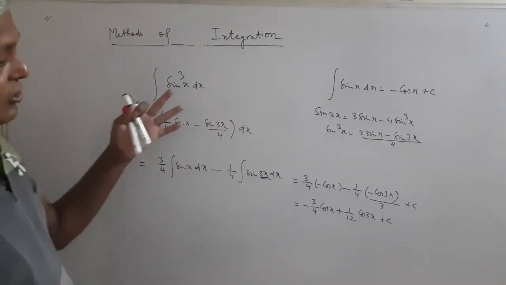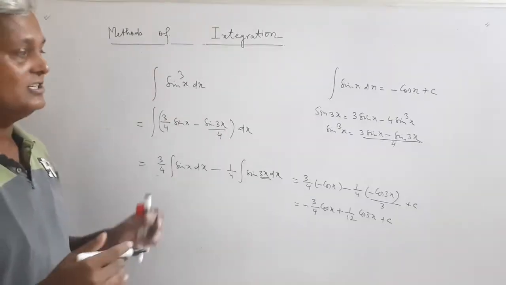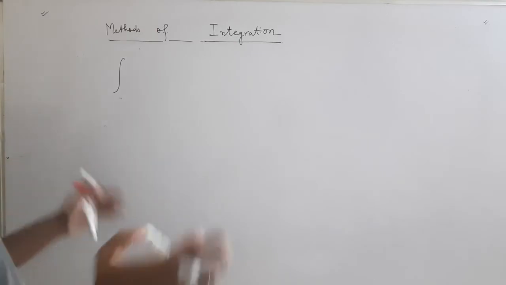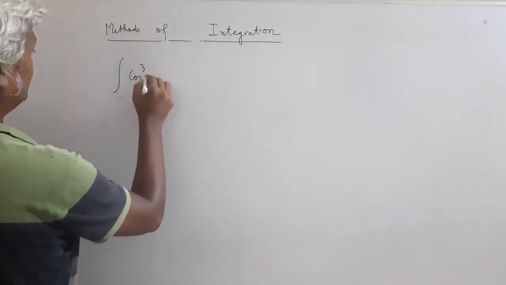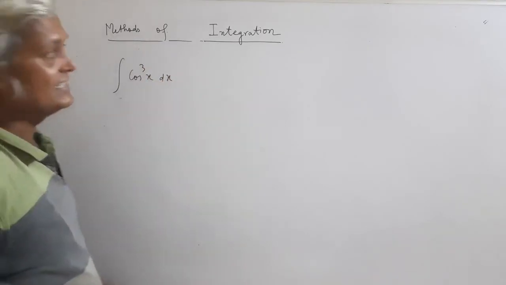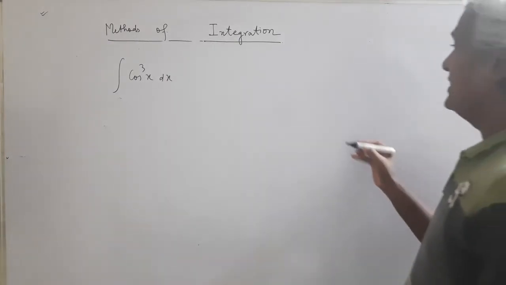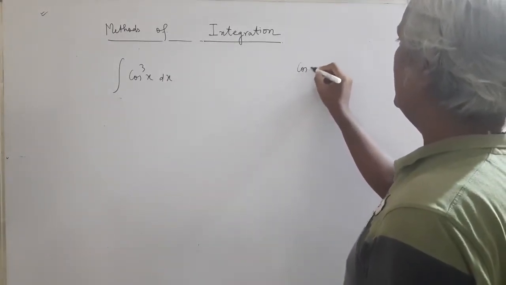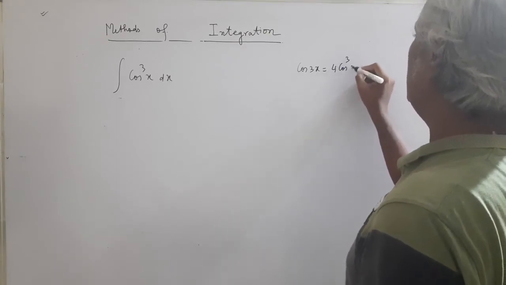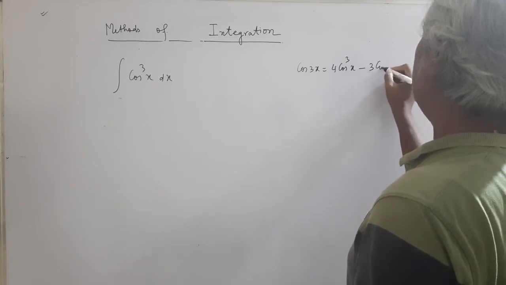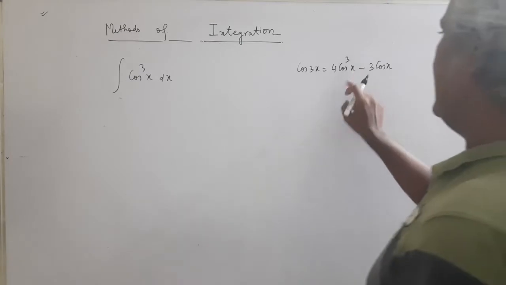Now I'll need to clear my screen and then I'll tell you how to find the integration of cos cube x in just a minute. So again in this case we take how to find the integration of cos cube x dx. Now you know that just like sine 3x, there is always a formula for cos 3x, and the formula goes like cos 3x is 4 cos cube x minus 3 cos x.